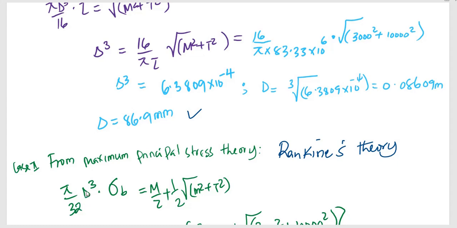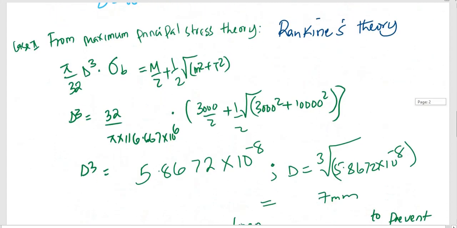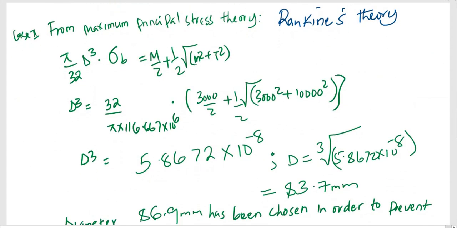Case 2, if we consider the maximum principal stress theory, or what we call Rankine's theory, we shall say that pi divided by 32 d cubed, times the bending stress, is equal to M, the bending moment, over 2 plus half of the square root of the bending moment squared plus the twisting moment squared. So if we substitute in the values given to us, d cubed is equal to 5.8672 times 10 to the power negative 4, and when we take the cube root of this figure to get d, then the diameter d is equivalent to 83.7 millimeters.